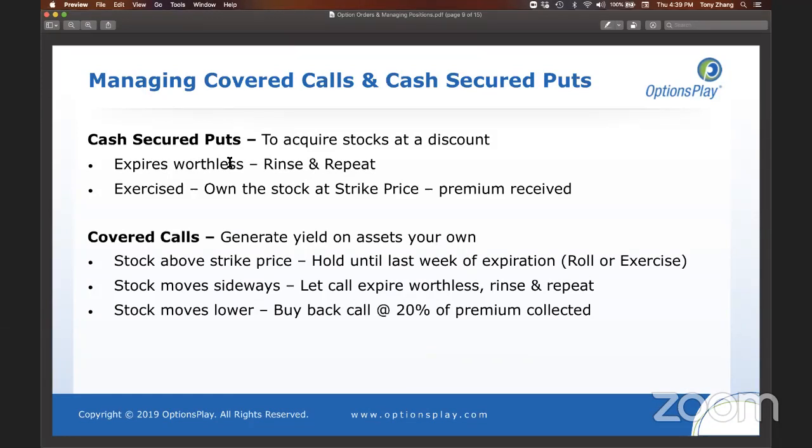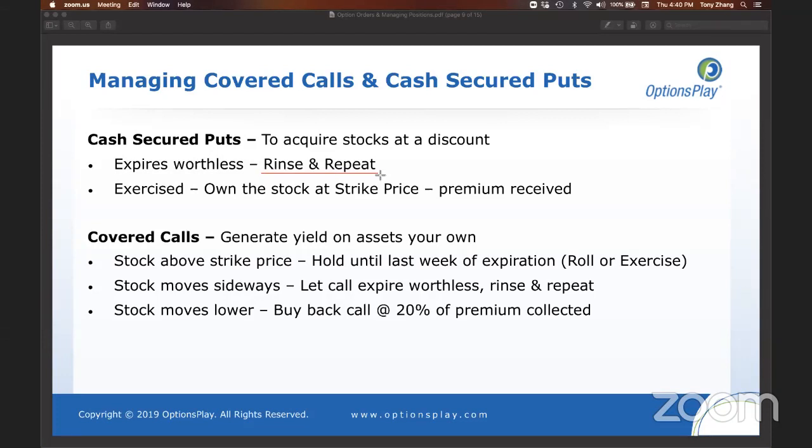When you're selling a cash secured put, this, from my perspective, is a really easy strategy to manage, because cash secured puts are a strategy for trying to acquire stocks that you want to purchase at a discount. And when you're selling a cash secured put, there's really only two possible outcomes, both of which do not require active management. If you sell a cash secured put and that put expires worthless, you simply rinse and repeat. Meaning if you sell a put and the stock doesn't go below that strike price, you would go and try to sell that put again and try to generate more income. That, in my opinion, is a pretty straightforward example.